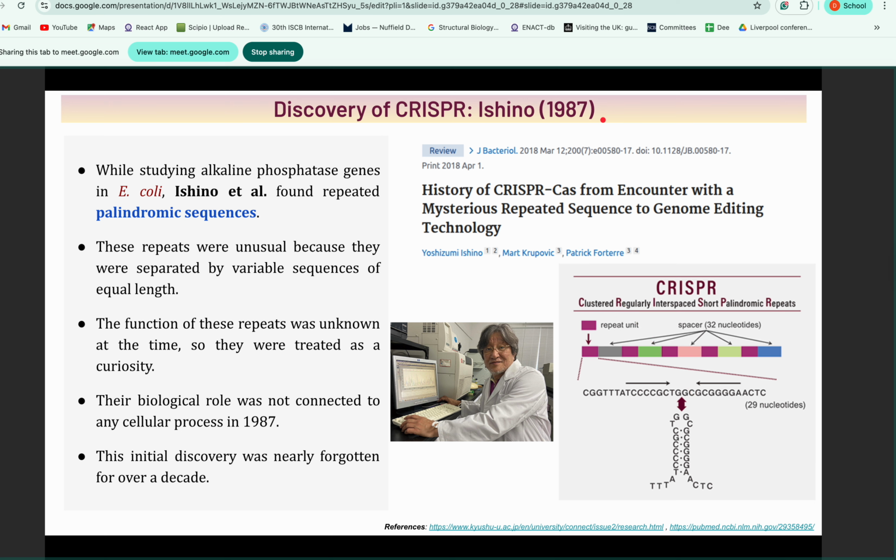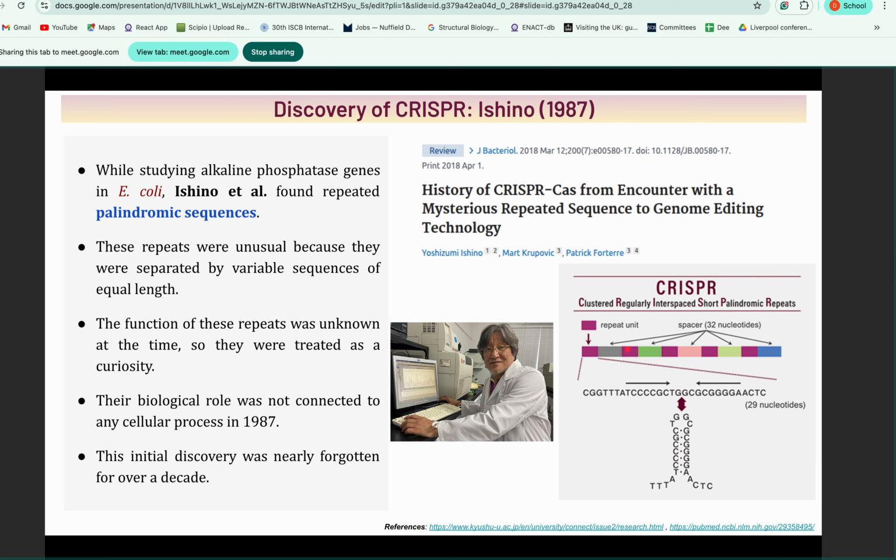In 1987, there was a scientist named Ishino. While he was studying the alkaline phosphatase genes in E. coli, he found some repeated palindromic sequences present in E. coli. He checked that these repeats were quite unusual because they were separated by variable sequences of equal length. As you can see, these pink color boxes are the repeat units.